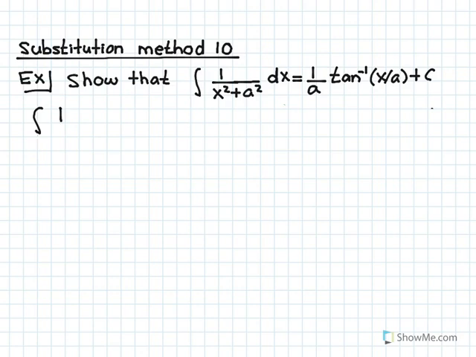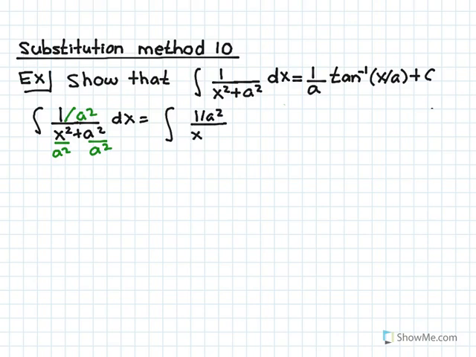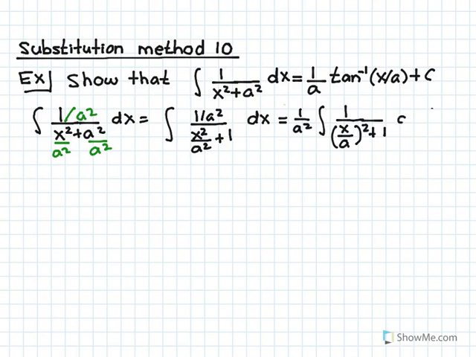So let's rewrite the integral of 1 over x squared plus a squared dx. Let's divide everything by a squared. So x squared gets divided by a squared, and 1 gets divided by a squared. We get 1 over a squared divided by x squared over a squared plus, and a squared over a squared is just 1, integrated with respect to x. And 1 over a squared is a constant, so it comes out of the integral. We get 1 over a squared times the integral of 1 over (x over a) squared plus 1 dx. So now that we've done some algebra, we're ready for the substitution method.